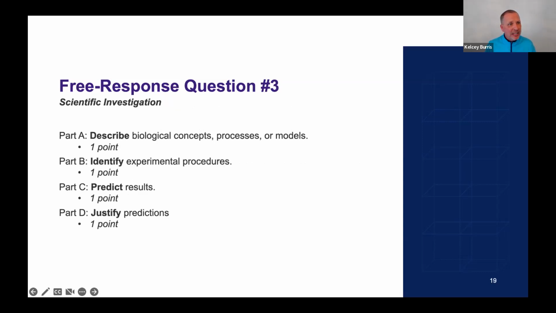Okay. So for science practice, FRQ number 3 is a 4-pointer, and it presents a description of a lab investigation scenario. Again, this investigation will most likely be something that you might not have done in class, but you've got to look for the biology in there. They're going to ask you to describe a concept, process, or model, identify experimental procedures, predict results, and then justify those predictions.